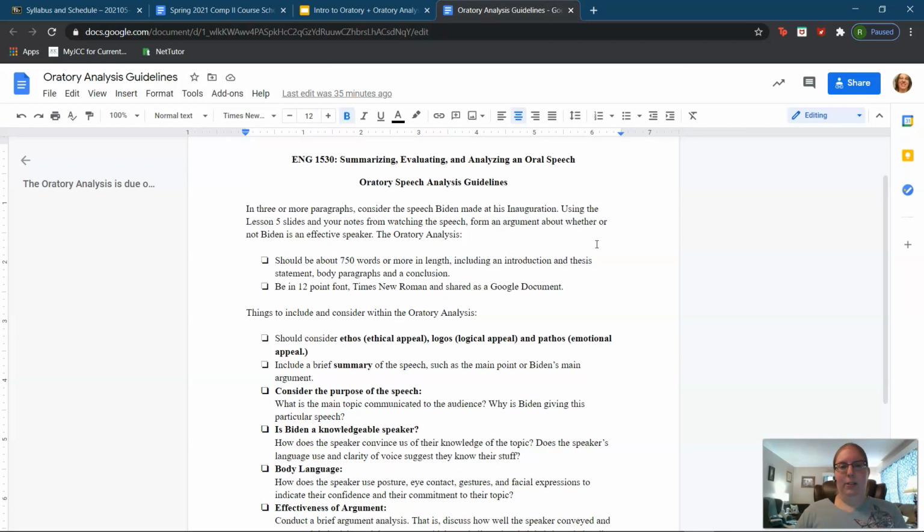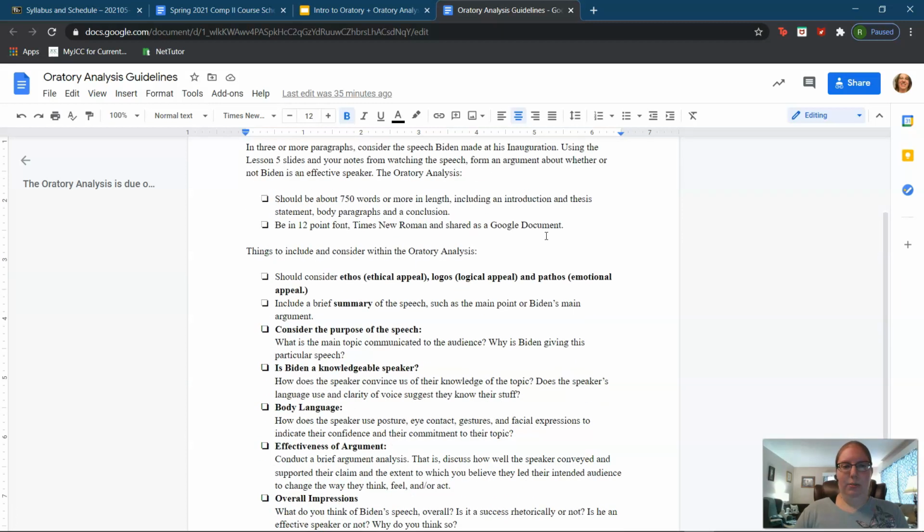In 3 or more paragraphs, consider the speech Biden made at his inauguration. Using the lesson 5 slides and your notes from watching the speech, form an argument about whether or not Biden is an effective speaker. So the oratory analysis should be about 750 words in length. It's okay if it's a little bit over that, but it should be at least 750 words, including an introduction and thesis statement, body paragraphs, and a conclusion. And it should be in 12-point font, Times New Roman, and shared as a Google document.